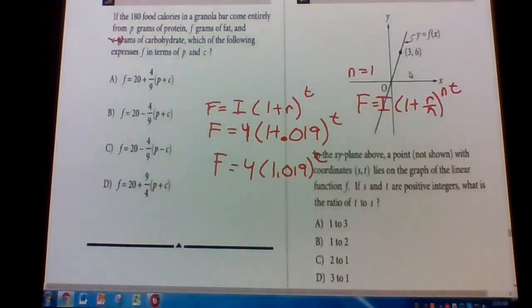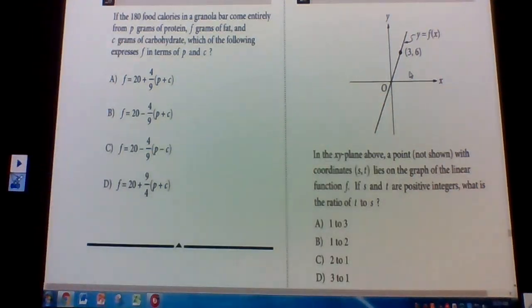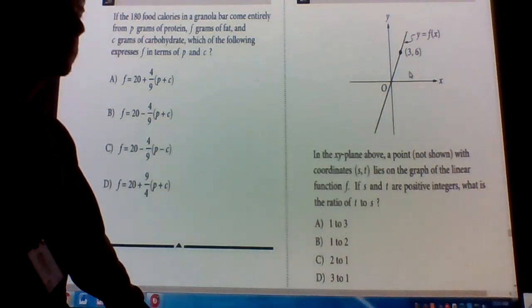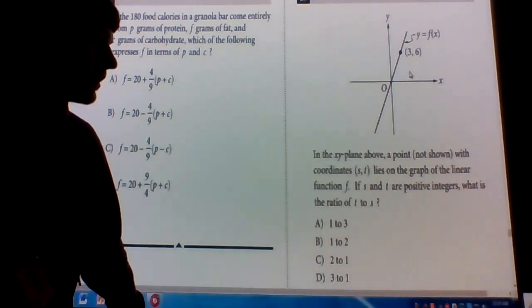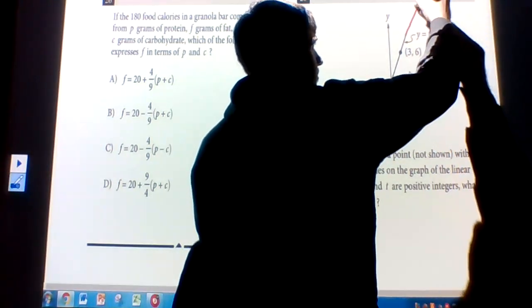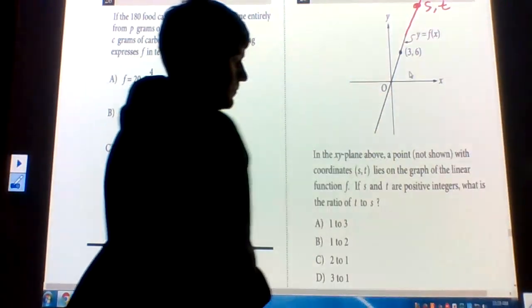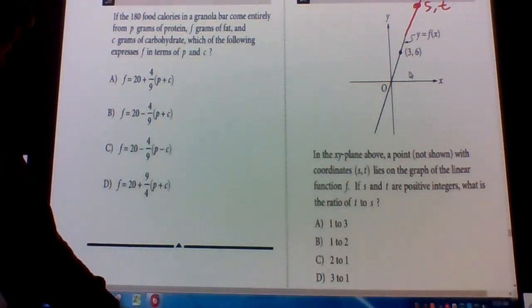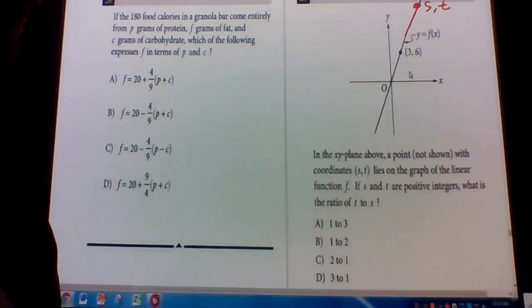All right, 28. We have a line, it looks like. In the XY plane above, a point not shown with the coordinates S and T lies on the graph. So, could be way up here, S comma T. It's a linear function, and if S and T are positive integers, what is the ratio of T to S? So T is your Y and S is your X.